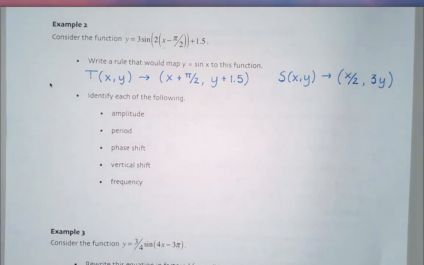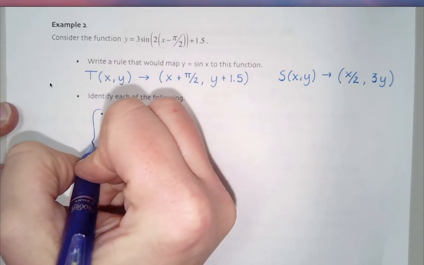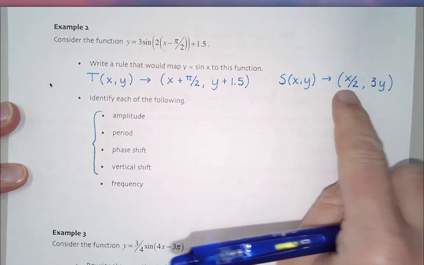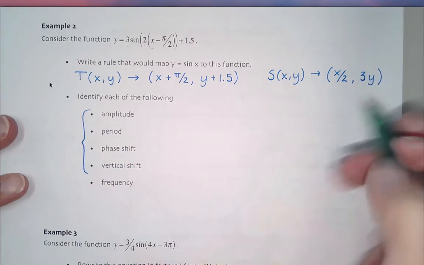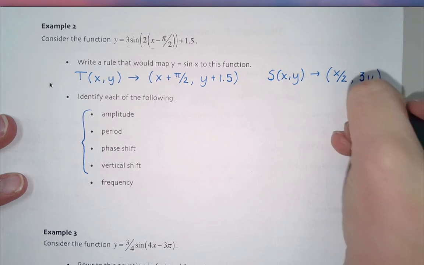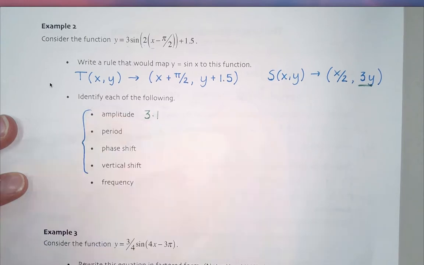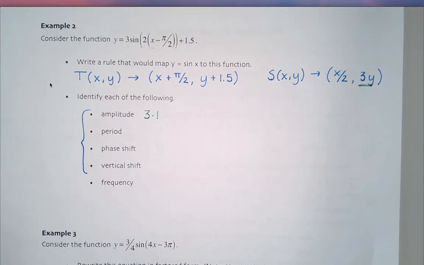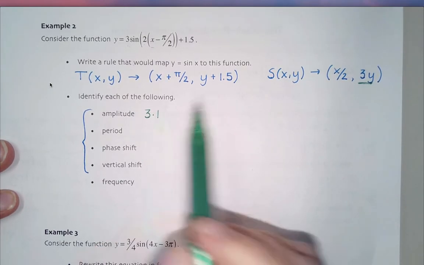Now I'm identifying amplitude, period, phase shift, vertical shift, and frequency. Each one of these four things comes from one of these pieces of the rules, and we explored that in the first example. The amplitude comes from the 3y over here, so the amplitude would really be 3 times 1. I keep emphasizing saying it that way because I want you to realize this is saying what's happening to the amplitude. The original amplitude is 1, so 3 times 1 is 3.